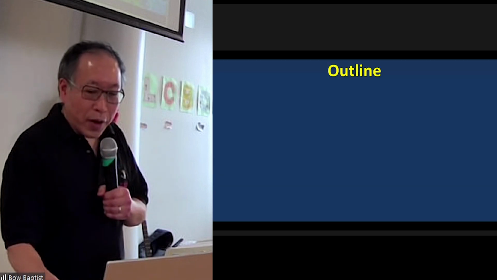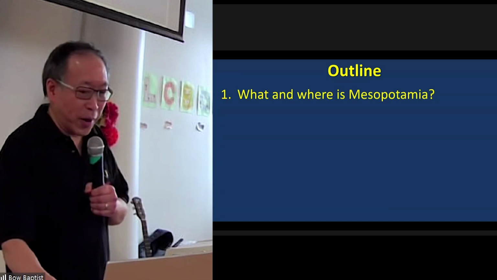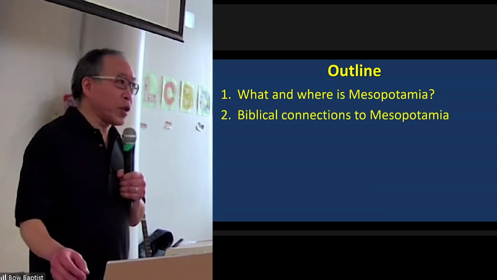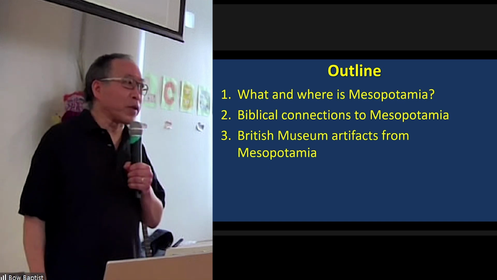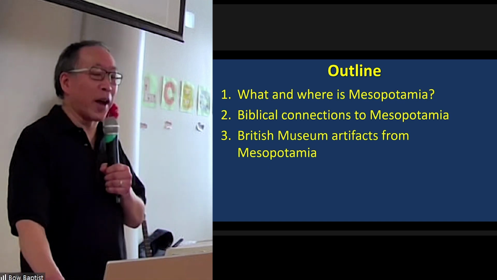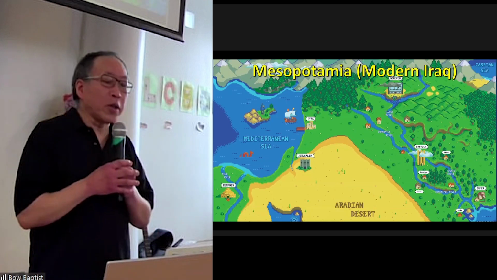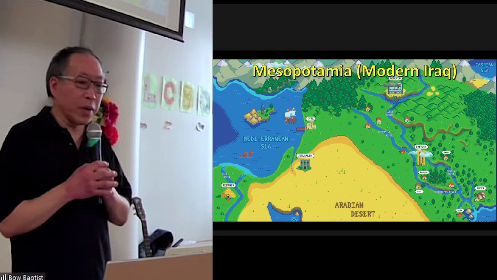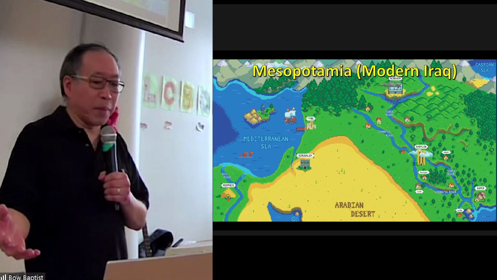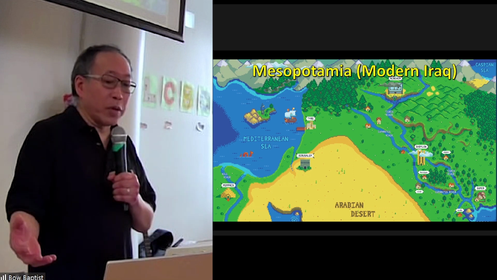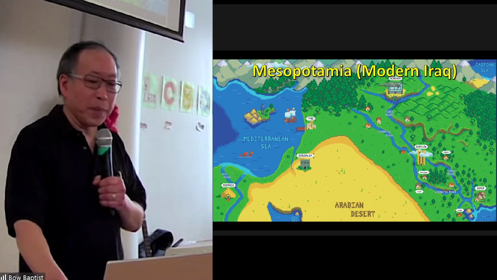So what I'm going to cover today is what and where is Mesopotamia, the biblical connections to Mesopotamia, and British Museum artifacts from Mesopotamia that you can go down and see for yourself. So Mesopotamia is located in what is now Iraq. And if you go to Iraq today, you will be able to see some of the places, the rivers that were mentioned in the Bible, they're still there, thousands of years later.